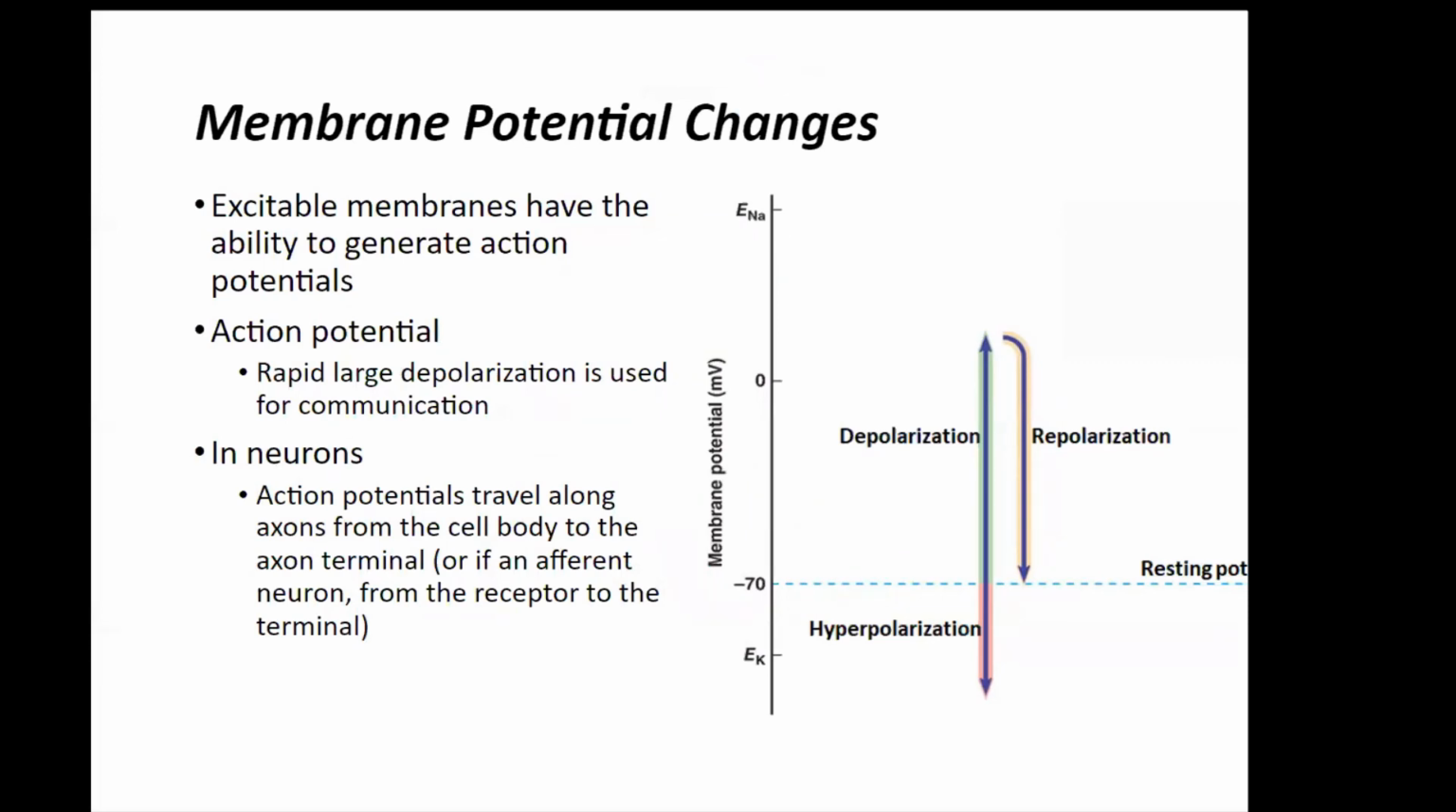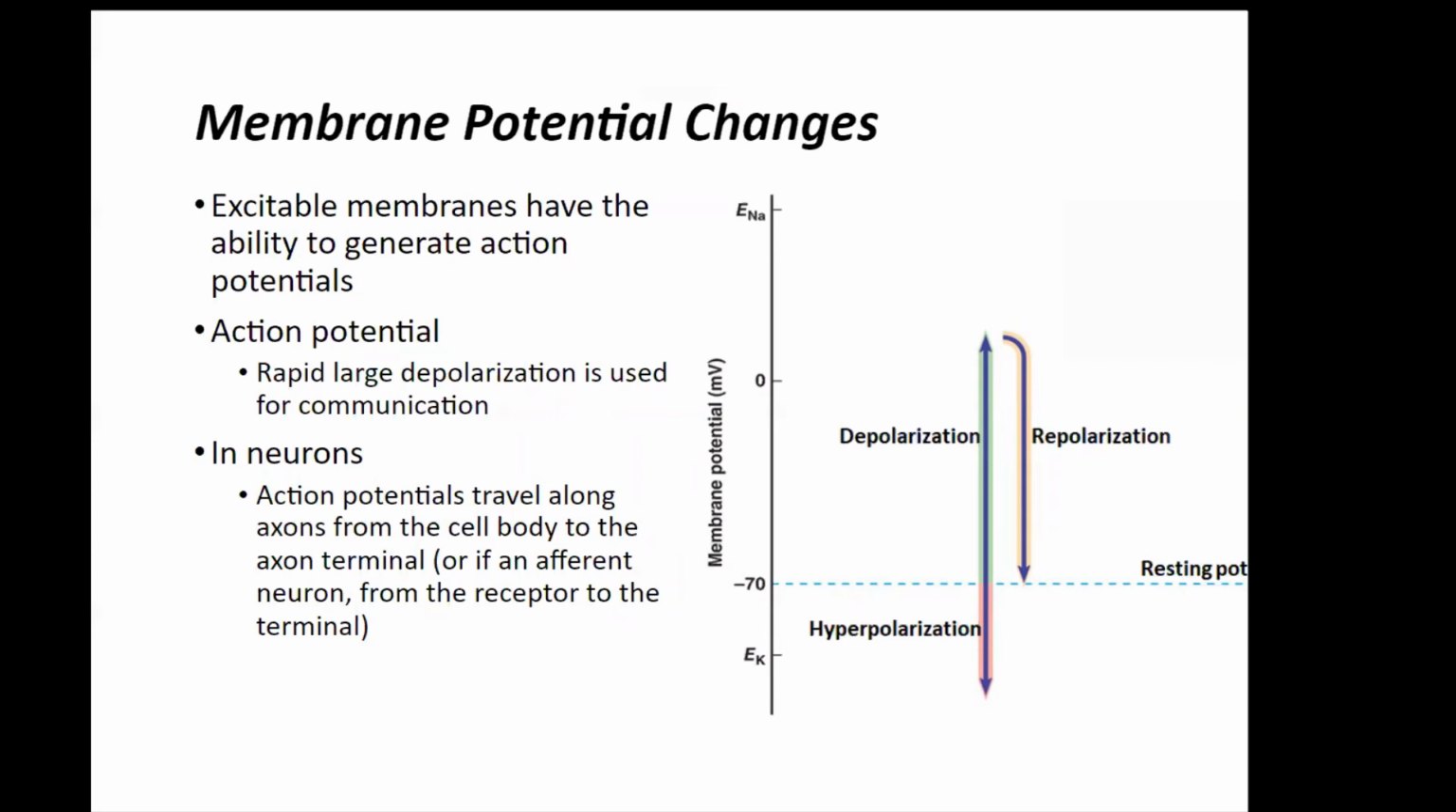So we're going to run through this in some words now. What we're tracking when we're tracking our action potentials is membrane potential changes. We say a membrane is excitable when it has the ability to generate an action potential. So if we can raise our membrane potential, spike it up positive, that membrane's excitable. An action potential is specifically a rapid and large depolarization. So that spike in charge, that's our action potential.